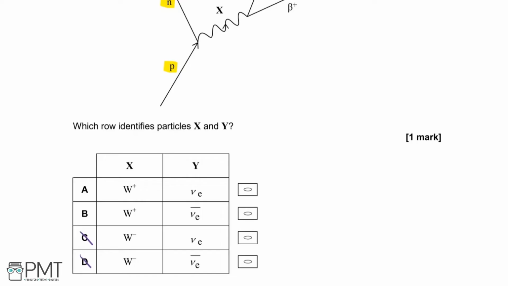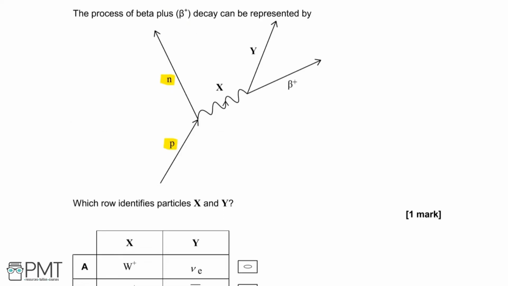So we're left with A or B, so it's either an electron neutrino or electron antineutrino. Let's have a look at the diagram again. Now, when this W plus boson, as we now know it to be, decays, we end up with a positron and something else.